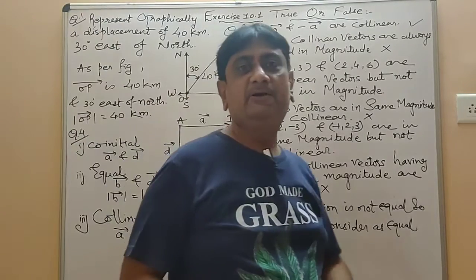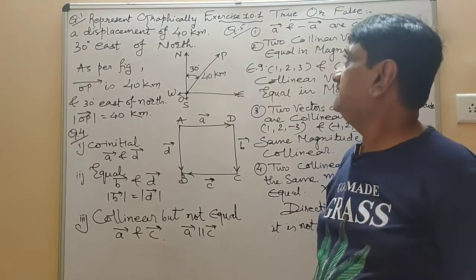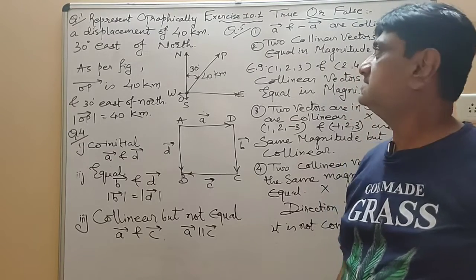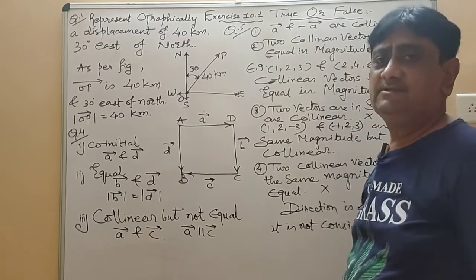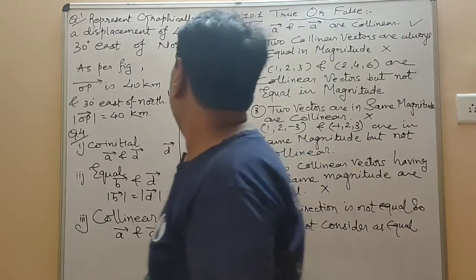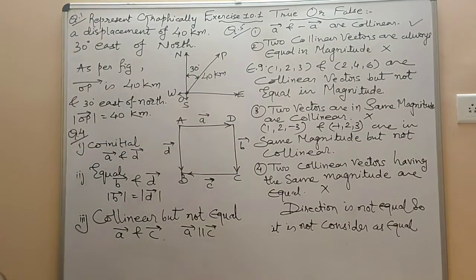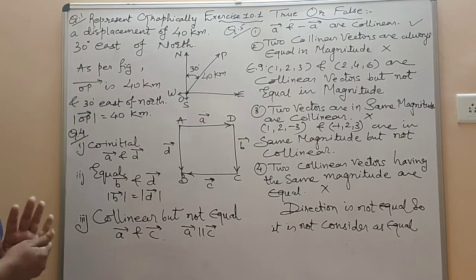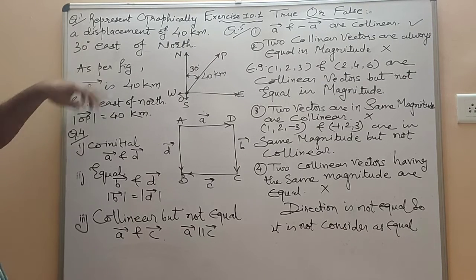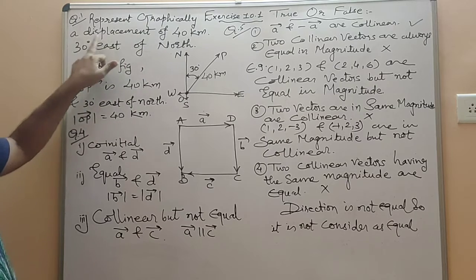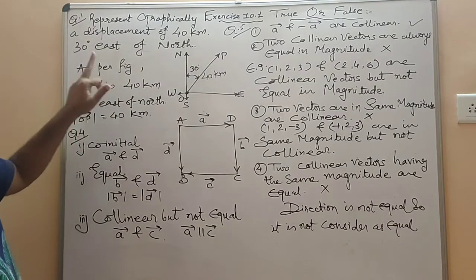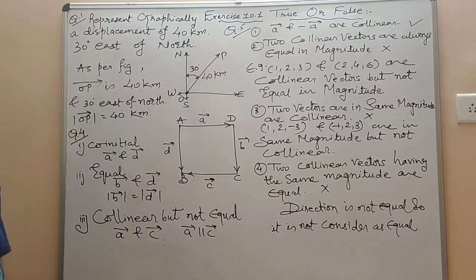Now, exercise 10.1. In a previous lecture, we have studied some fundamental points of vectors. Now, exercise 10.1 is also a revision of standard 11 of the vector portion, which you have studied in physics also. Now 10.1 exercise, question number 1. Represent graphically a displacement of 40 kilometer 30 degree east of north, by using some proper scale.